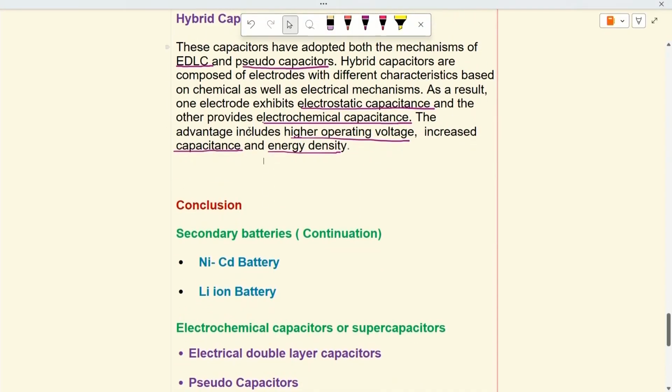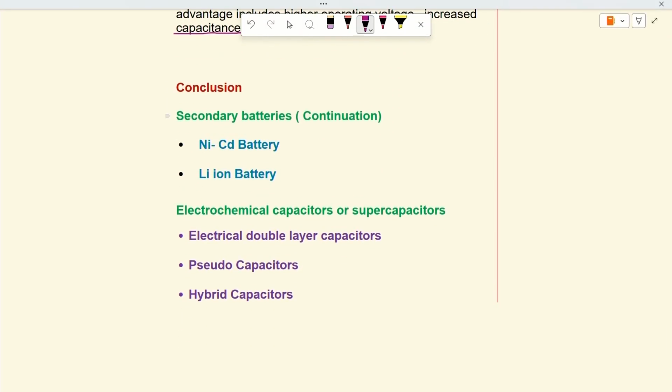In this session, we have been seeing secondary batteries, which is a continuation, the lead acid battery we saw in the last session, and in this session we have seen the nickel cadmium battery, which is again a rechargeable one. Then the other one is the lithium ion battery. Then electrochemical capacitors and supercapacitors, we have seen electrical double layer capacitors, pseudo capacitors and hybrid capacitors. Hybrid capacitors are those which include both these techniques together, they are hybrid, and that forms the hybrid capacitor. Thank you.